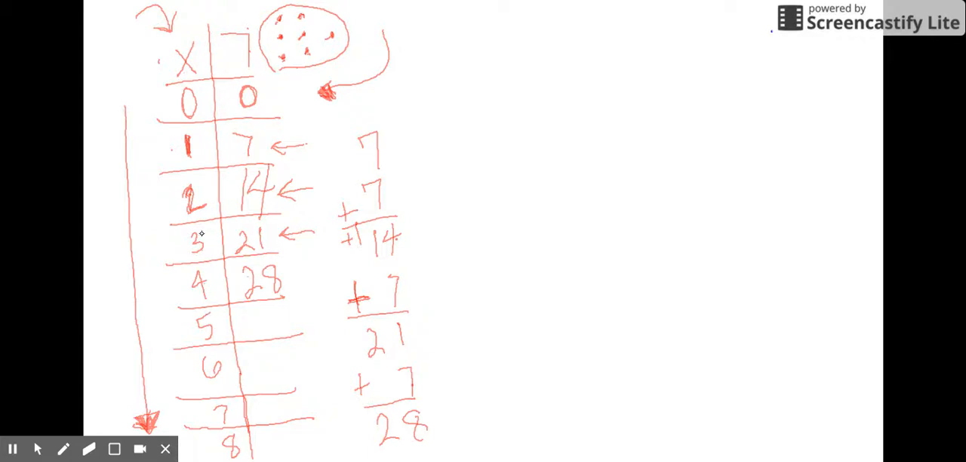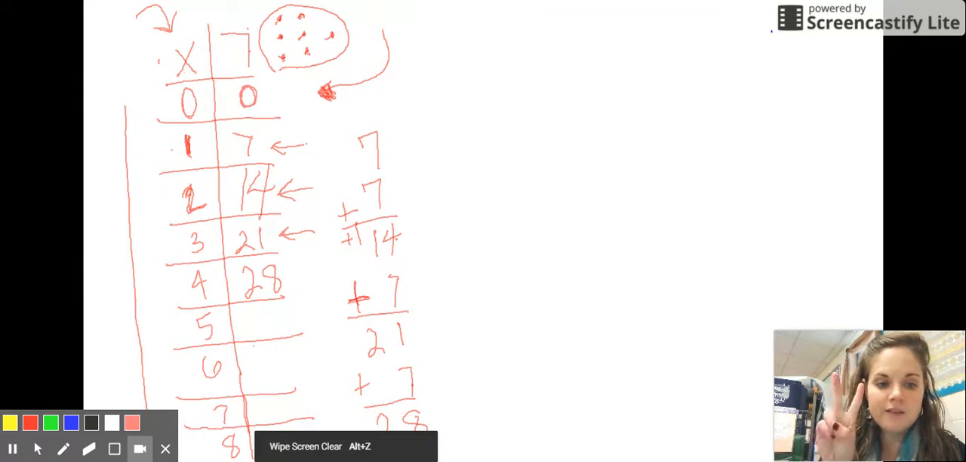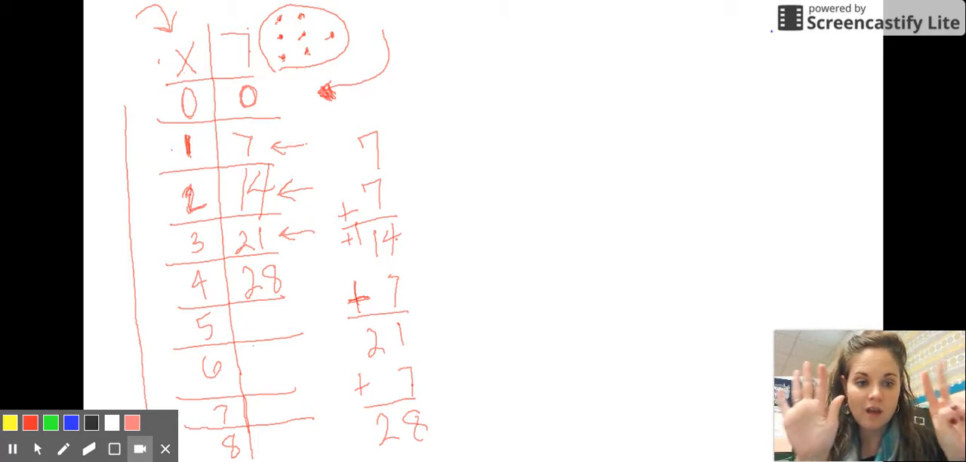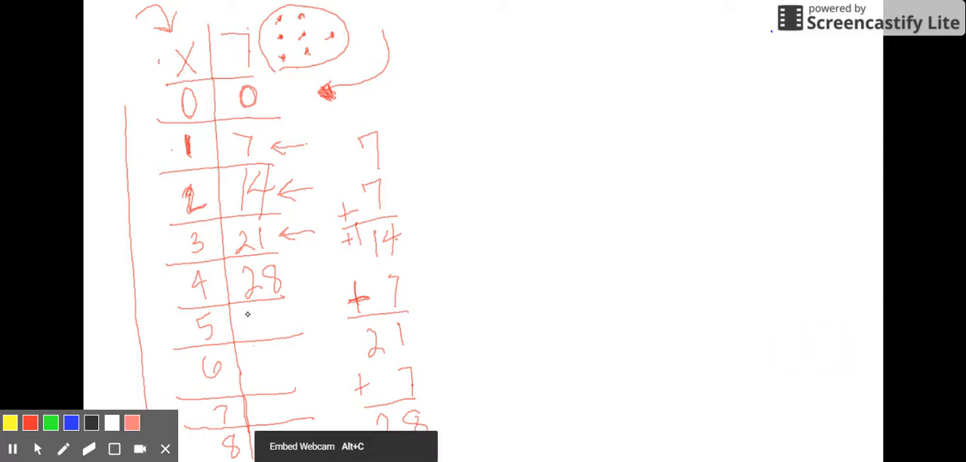5 times 7. Well, I like to just count by 5s. That could be easy. So we can count 5, 10, 15, 20, 25, 30, 35. I have 7 held up, and I counted by 5s each time. So my answer is 35.